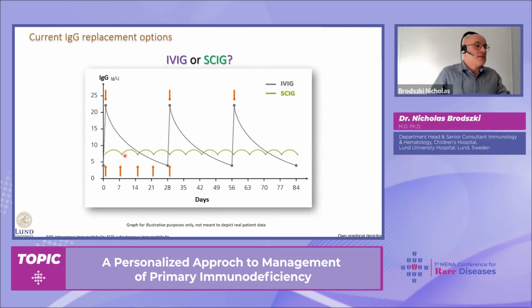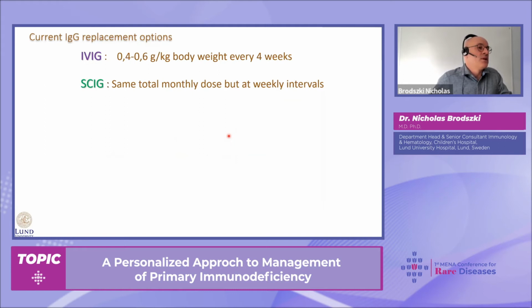How about what dosage you should give? Internationally, most of the centers would be giving your patient 0.4 to 0.6 gram of immunoglobulins per kilo body weight every 4 weeks. That's the standard treatment. Obviously, you can do every 3 weeks and then you calculate the dose.